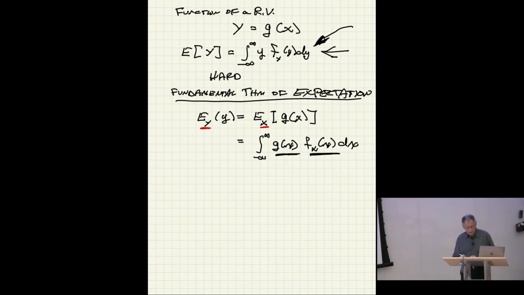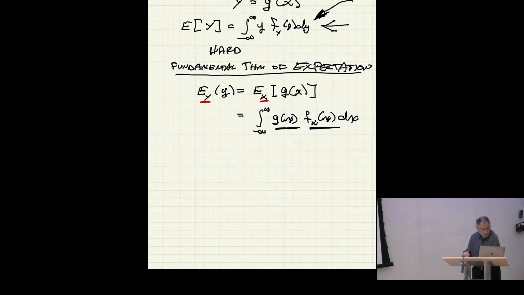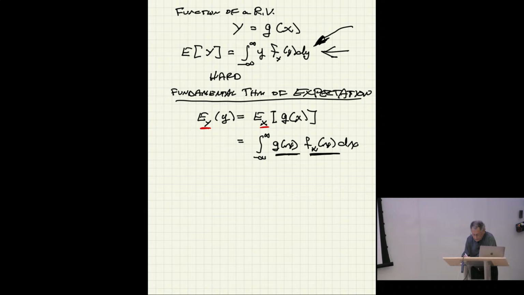Okay. Now let's go on and look at the sum of two random variables. Sum of x and y. I want the sum x plus y. Let's ask, what is the expectation of that sum?